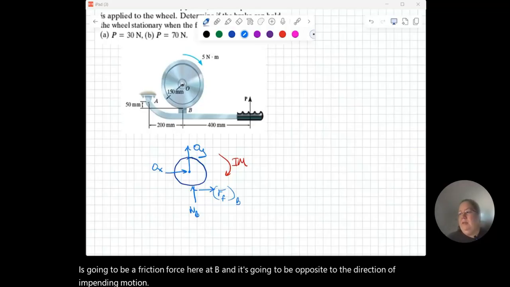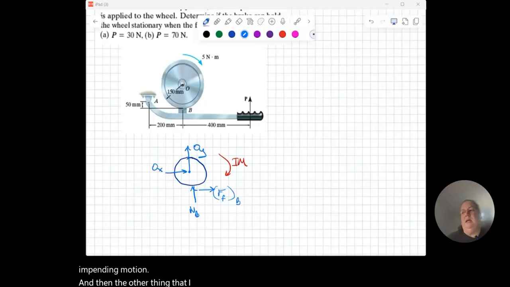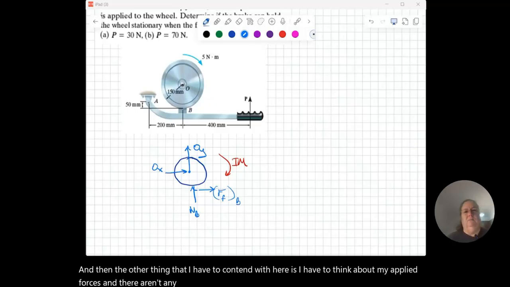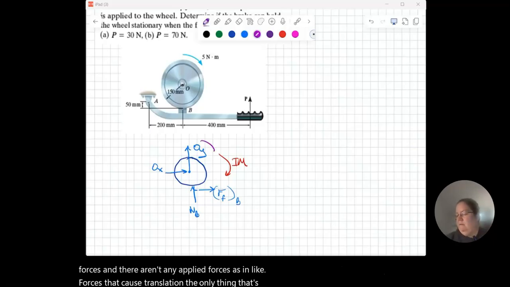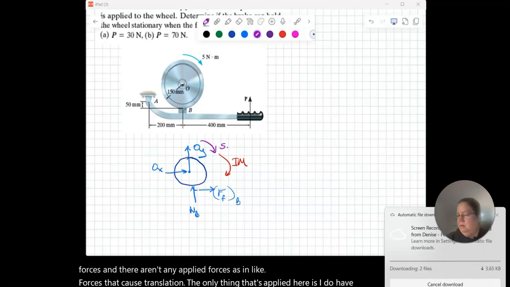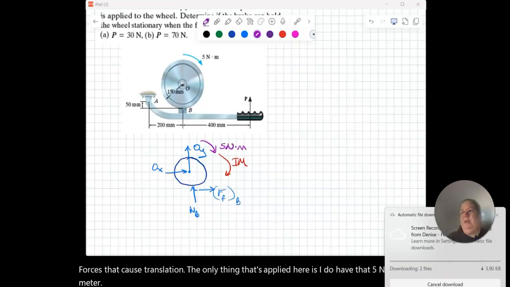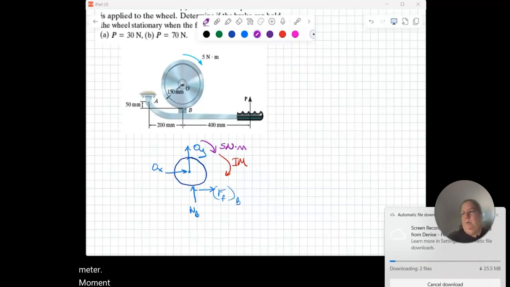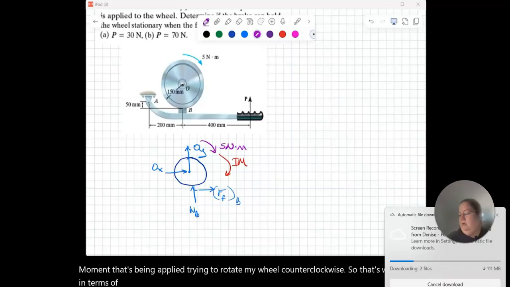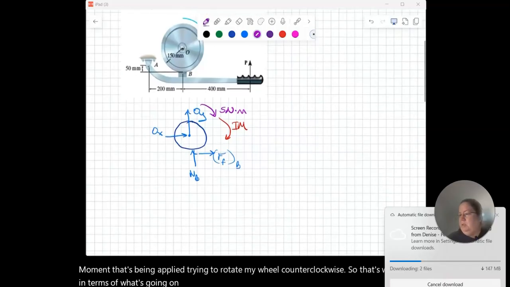The other thing I have to contend with is my applied forces. There aren't any applied forces, as in forces that cause translation. The only thing that's applied here is that 5 Newton meter moment, trying to rotate my wheel. So that's what I know in terms of what's going on with my free body diagram of the wheel.